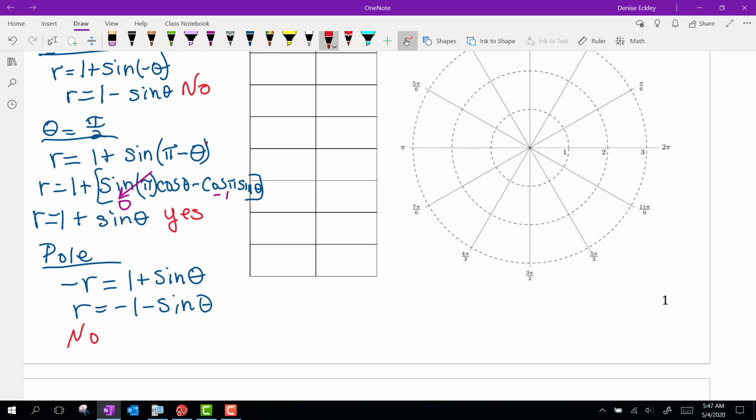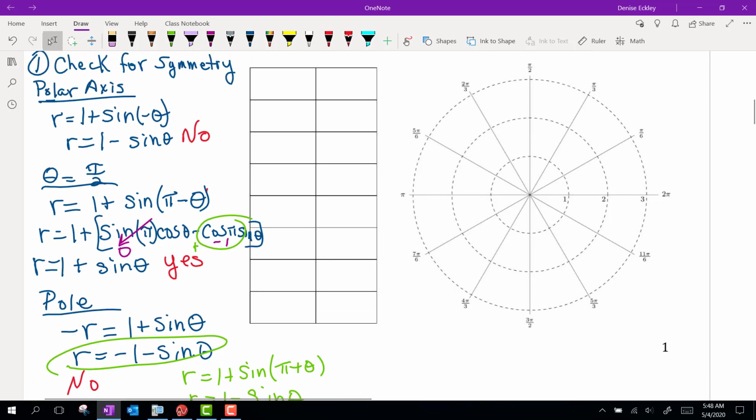But what I'm saying is you could try a different symmetry. So then you could see if r equals 1 plus sine of pi plus theta to see if you get the same thing back. And you're not. You're going to get this equation back because you'll have the situation here, but you'll have a plus sign there, so it'll make it r equals 1 minus sine theta. Go through and do that if you need to be convinced that it doesn't work for that one.